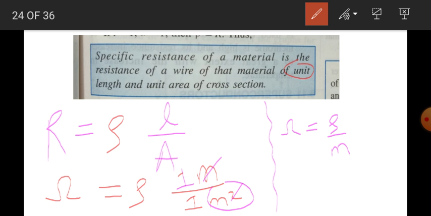Because 1 meter got cancelled. So if I arrange it now, this is the unit of specific resistance, ohm meter. So specific resistance is the resistance of a wire of unit length and unit area of cross section. Unit means 1, unit length and unit area of cross section. So this is the unit of specific resistance.